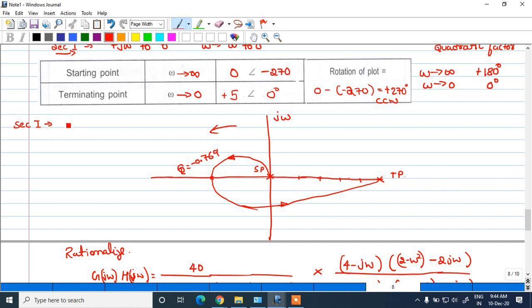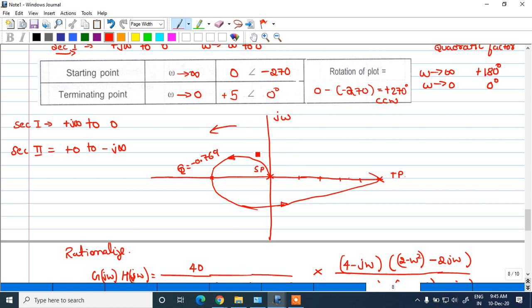Section 1 will be plus j infinity to 0, and section 2 is 0 to minus j infinity. Okay, see section 2, when I substitute 0, my magnitude will be 5. So here starting point, terminating point. For section 2, this will be the starting point, where you left in section 1. You can start here.